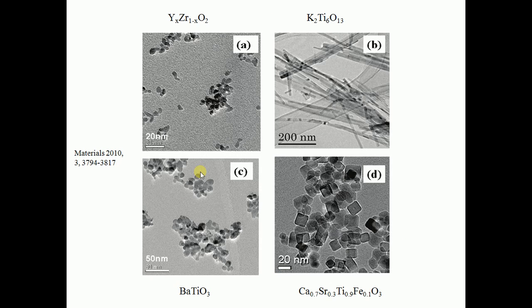These are typical transmission electron micrographs of oxide nanomaterials. You can see this bar is 20 nanometer, this is 200 nanometer, this is 20 nanometer, this is 50 nanometer, and all these are TEM images, and these are published in this reference.